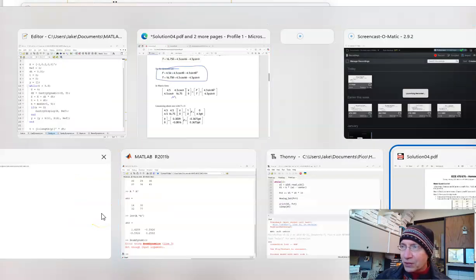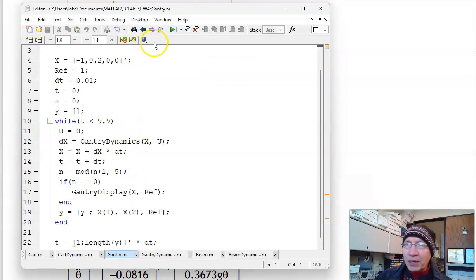I can find the screen. Well, if I run that, let's have no input.